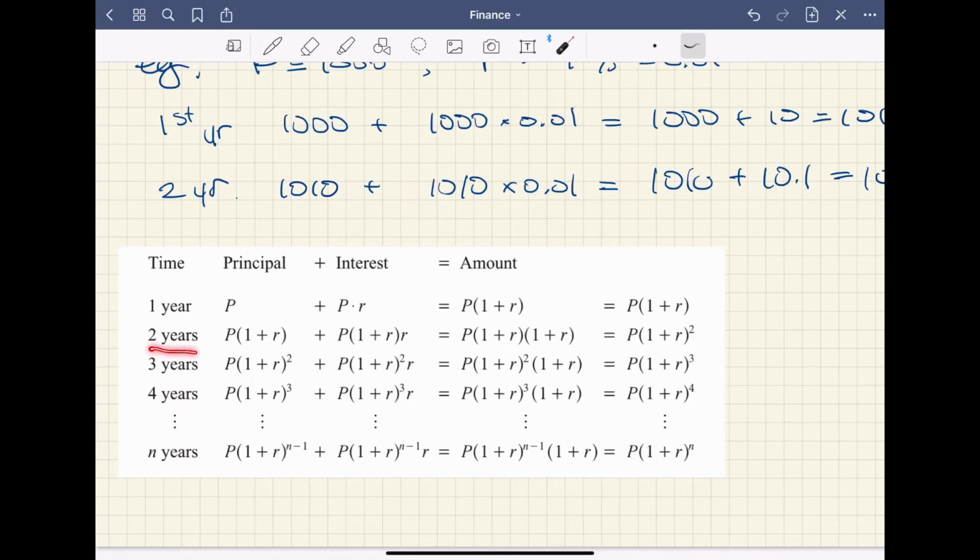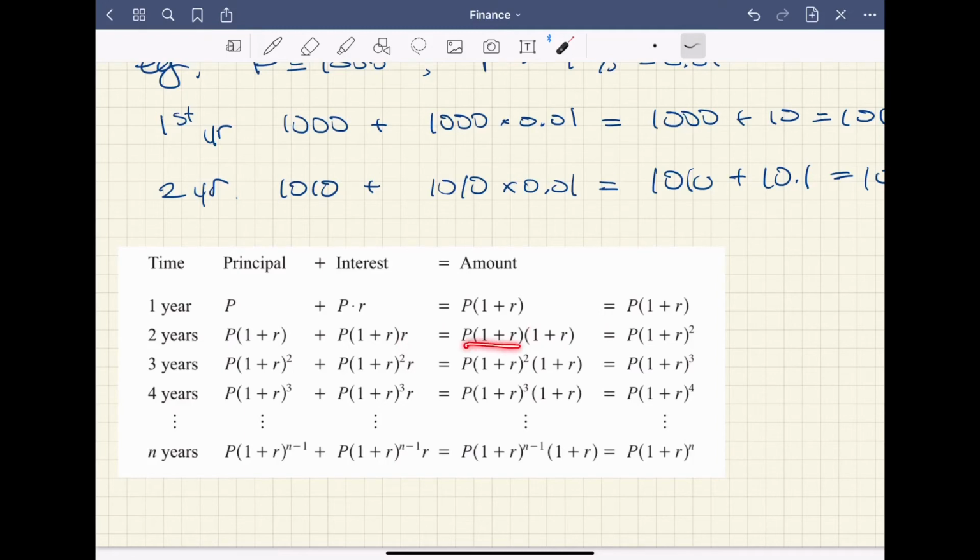Now on the second year, principal is the amount that you earned for the previous year. So on the second year, the principal is the previous amount. And interest is again principal times rate. And the new principal is this, rate is still R. So on the second year, your amount is going to become this. Does this become this? You guys can see that these two have a common factor of P times 1 plus R. If you take that out, then the first term becomes 1 and the second term has R left.